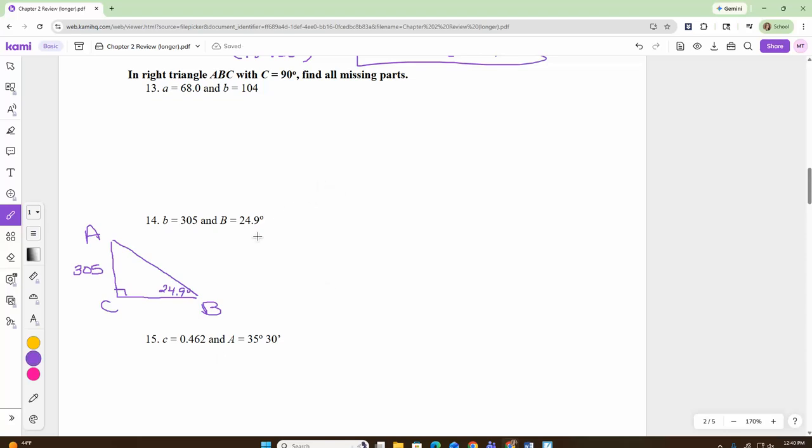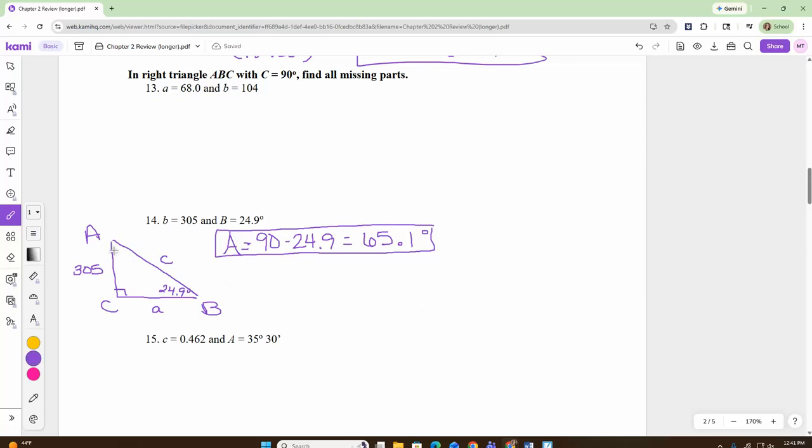So what I'm missing right now, I don't have side A, I don't have side C, I also don't have angle A. Angle A is probably the easiest. Remember, the angles are the capital letters. How would I find angle A? And we get, so angle A is 65.1 degrees.